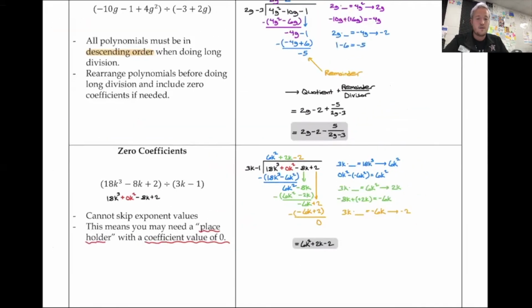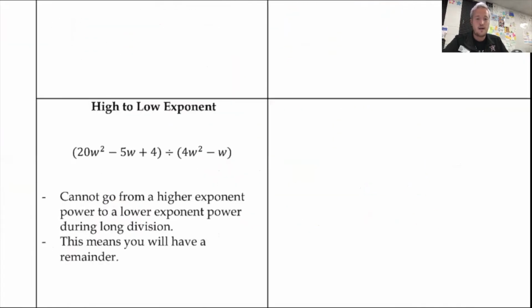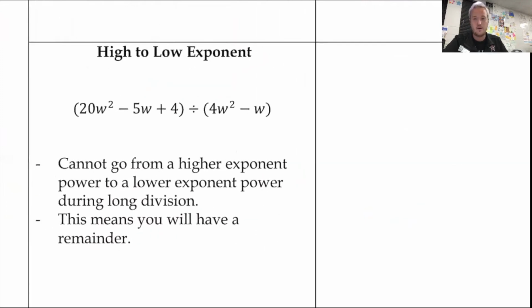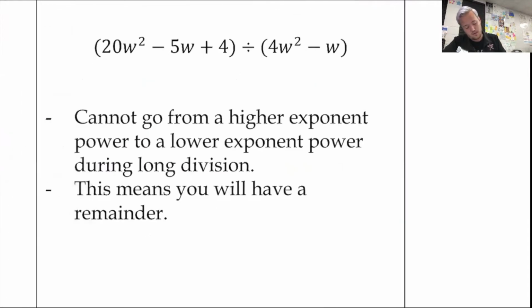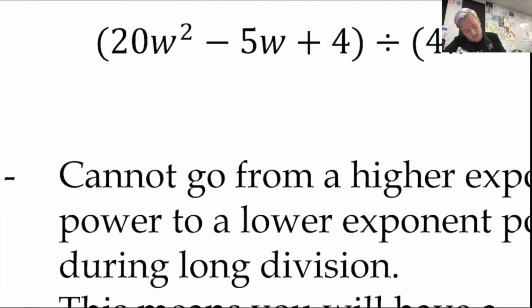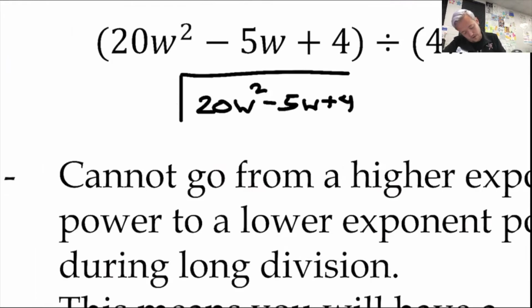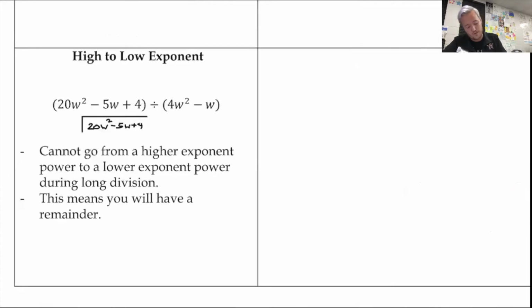All right. Now for your last special case here. So we have high to low exponents. So you cannot go from a higher exponent to a lower exponent, which means you may have a remainder on these. All right, so I'll make this more apparent when we actually start solving it. Just gonna write it over here so I can just throw it over there.